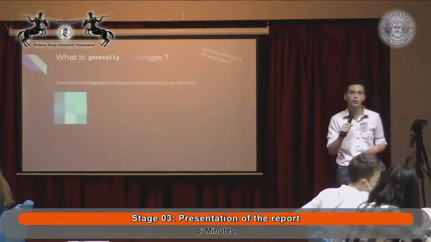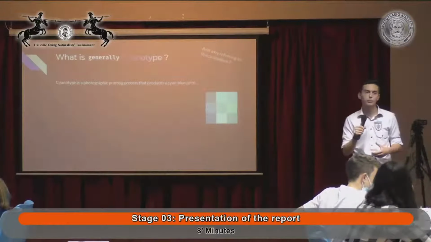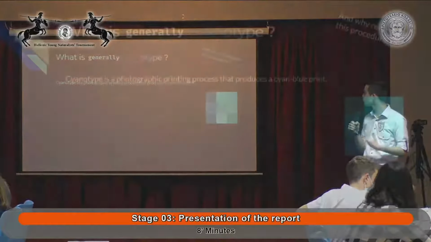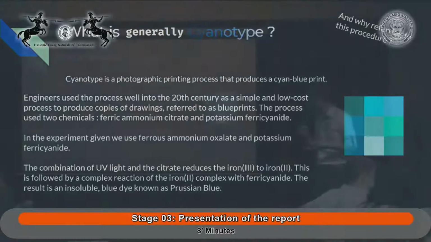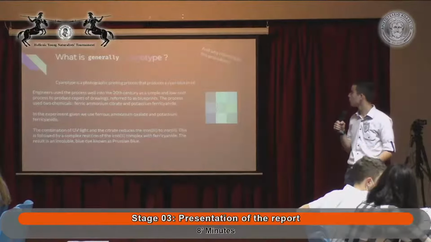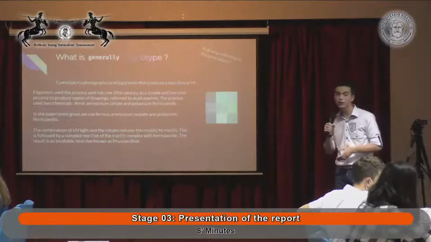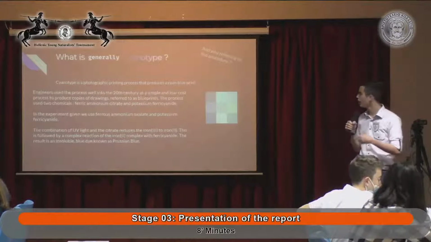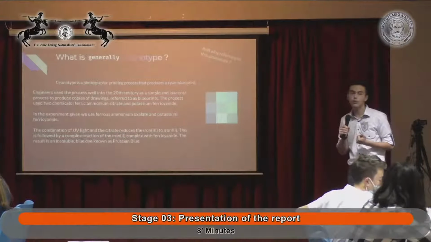So firstly, what is generally cyanotype and why refer to this procedure? Cyanotype is a photographic printing process that produces a cyan blue print. Engineers used this method well into the 20th century as a simple and low-cost process to produce copies of drawings referred to as blueprints. The process used two chemicals, ferric ammonium citrate and potassium ferricyanide. In the experiment given, we use ferrous ammonium oxalate and potassium ferricyanide.